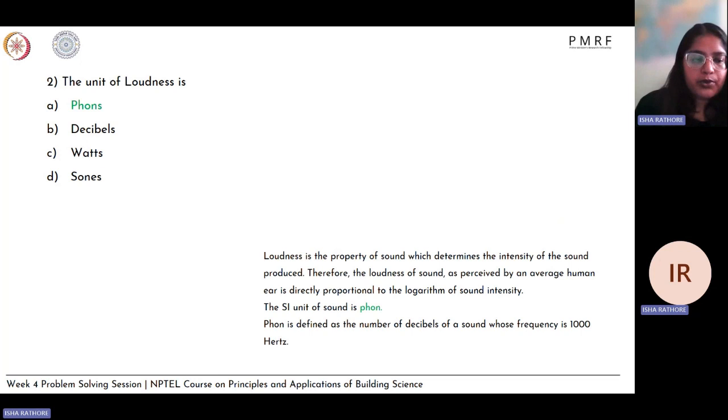So loudness is the property of sound which determines the intensity of the sound that is being produced. The loudness of sound as perceived by an average human is directly proportional to the logarithmic value of the sound intensity. And the unit of loudness is the phone. One phone is defined as the number of decibels of a sound whose frequency is 1000 hertz. So the correct answer here is A, phones.